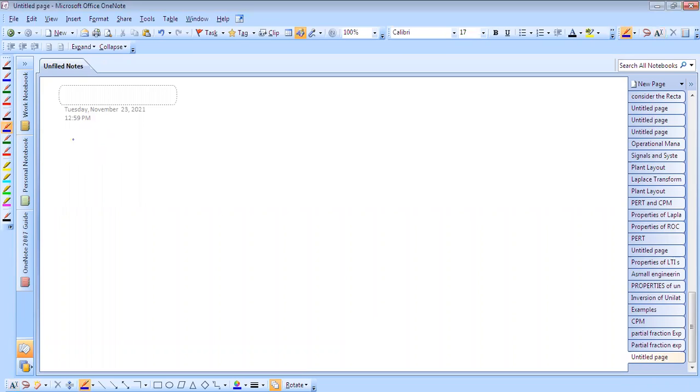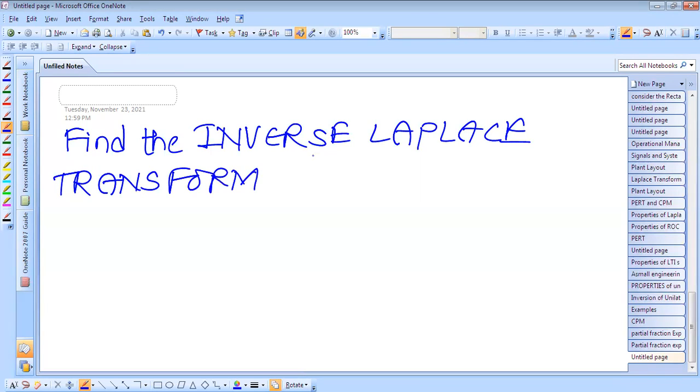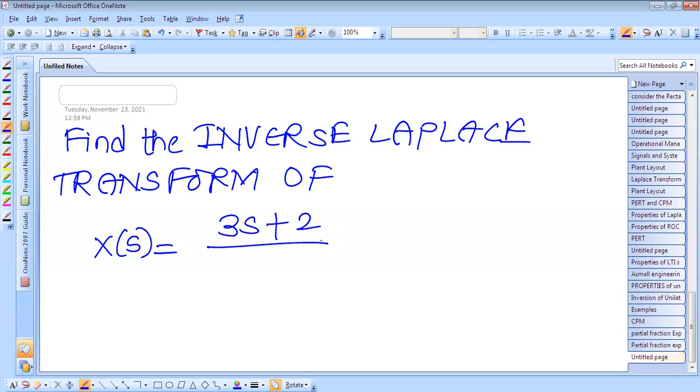Today we'll discuss some examples on the inverse Laplace transform. Find the inverse Laplace transform of X of s is equal to 3s plus 2 over s square plus 4s plus 5. Okay, so this is the example given to you, and we have to find the inverse Laplace transform.